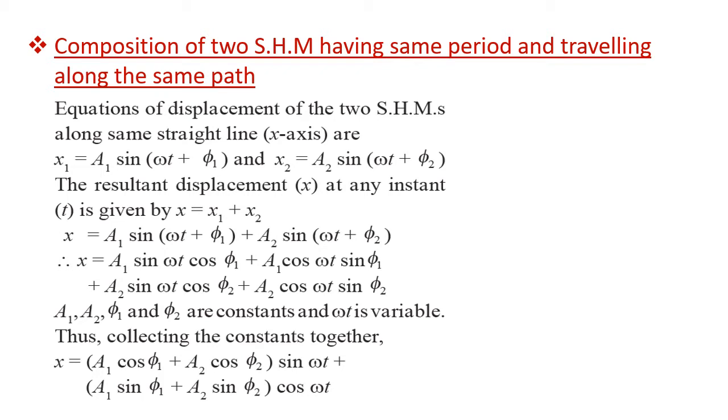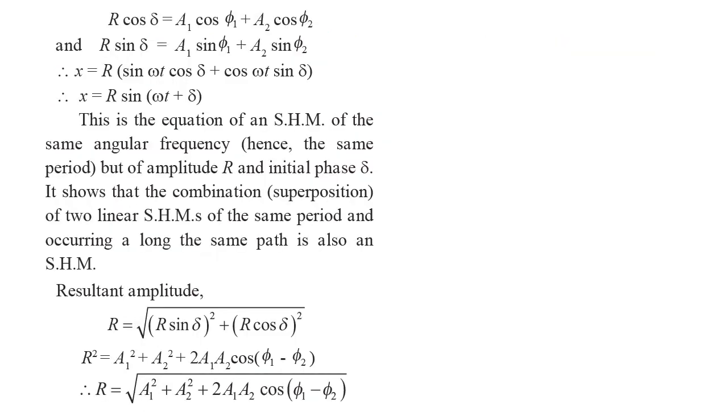Now here a1, a2 and alpha 1 and alpha 2 are the constants and omega t is a variable factor. So let us collect all the constants together, that is, let us rearrange the terms and combine them in one particular bracket. We get x equals (a1 cos alpha 1 plus a2 cos alpha 2) into sin omega t plus (a1 sin alpha 1 plus a2 sin alpha 2). When you complete the bracket, outside the bracket it will be cos omega t.